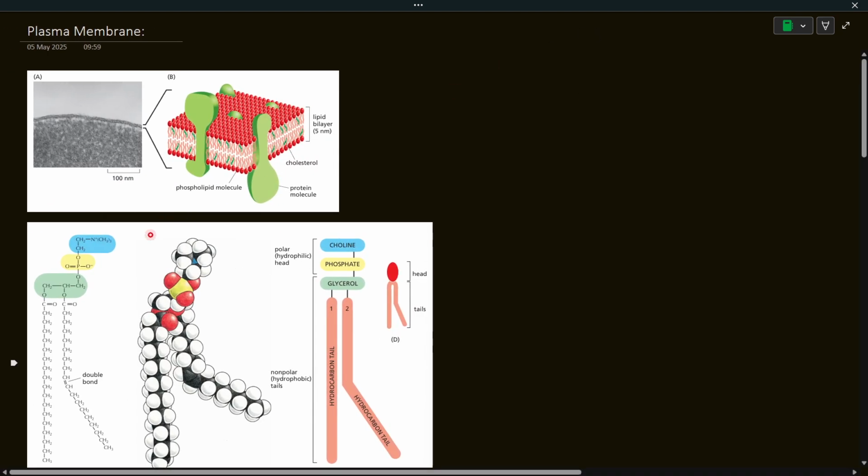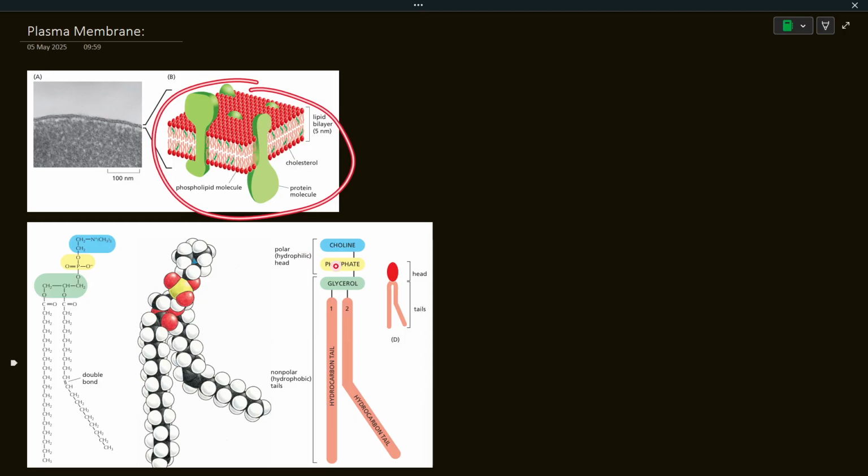So here you can see an electron micrograph of the plasma membrane. This plasma membrane is viewed here in a schematic, in a cartoon form. Here you can see, in the sea of lipids, membrane proteins have been embedded like icebergs. This is the representation of the fluid mosaic model, which was given by Singer and Nicolson. The thickness of the lipid bilayer is 5 nanometers. So the plasma membrane thickness is 5 nanometers, in which protein molecules are inserted as well as cholesterol.